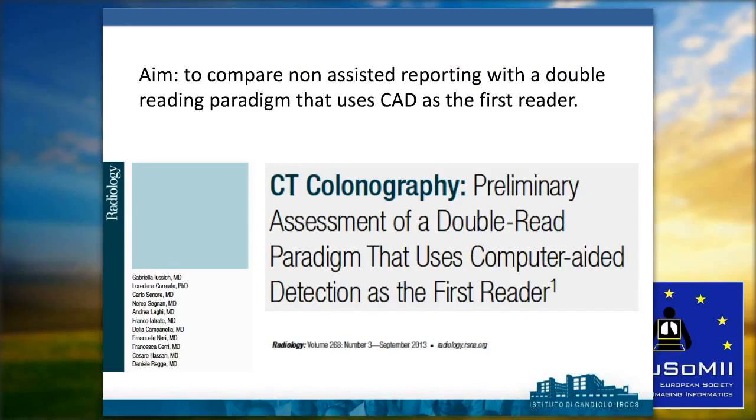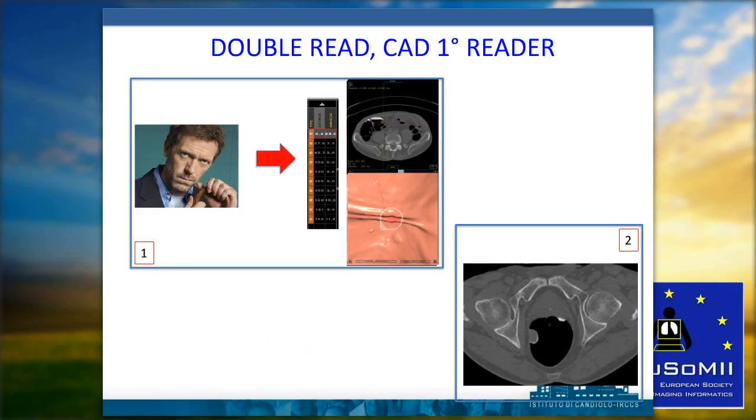So we decided we would change this and maybe play with reading algorithms, and we came out with a different reading algorithm, which was computer-aided detection as a first reader, but the paradigm was still a double reading paradigm. So it works this way. It's just the opposite of the previous one. First, we would go through the prompts, and then we would scroll rapidly through the 2D images to look for polyps that might have been missed by the CAD system.